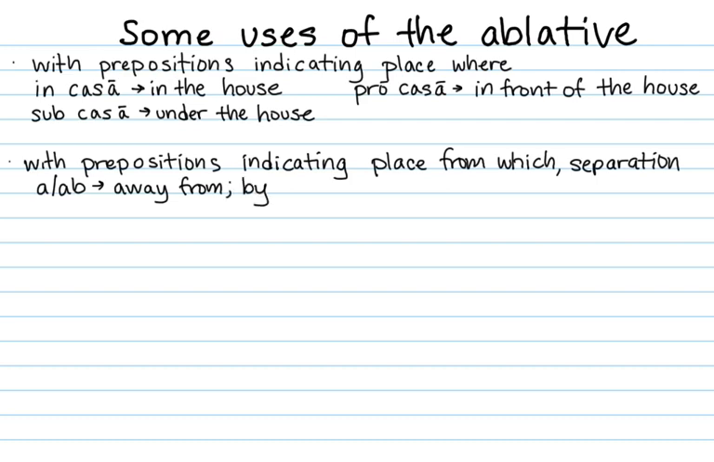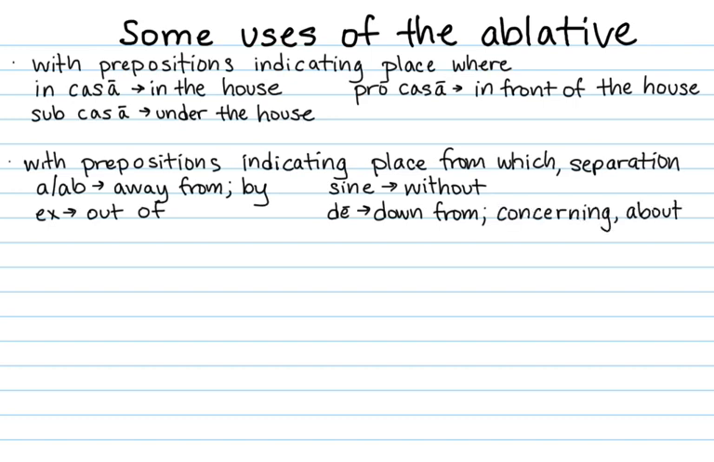This preposition can also have a very different meaning, which is by, but it still takes the ablative, even though that doesn't have the same connotation of separation. Another one is ex, meaning out of, sine, meaning without, and de, meaning down from. This is another one where there's a very different meaning from down from, that is concerning or about. Both of those meanings, no matter what the meaning, de takes the ablative.